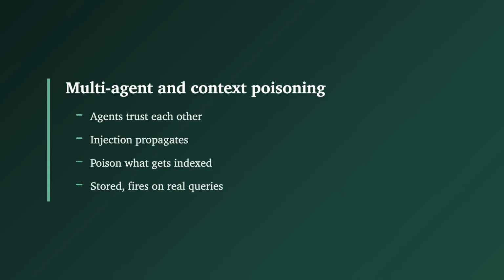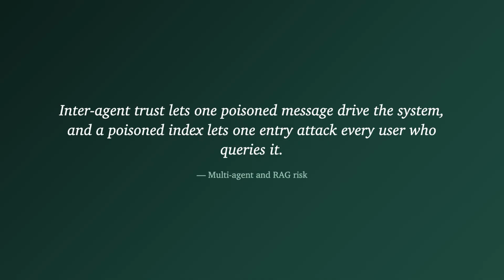Now scale it up. What changes for multi-agent systems, and how does RAG poisoning fit in? Multi-agent systems trust each other's messages, so an injection in one agent becomes an instruction the next obeys, and autonomy removes the human checkpoint so it runs many steps before anyone notices. RAG poisoning is the stored version. Write instructions into a wiki page or a ticket the system indexes, tune them to retrieve, and they fire against whoever asks a matching query, persisting across users until the corpus is cleaned.